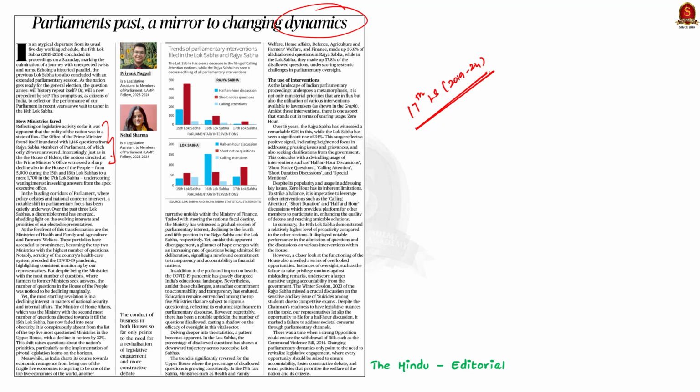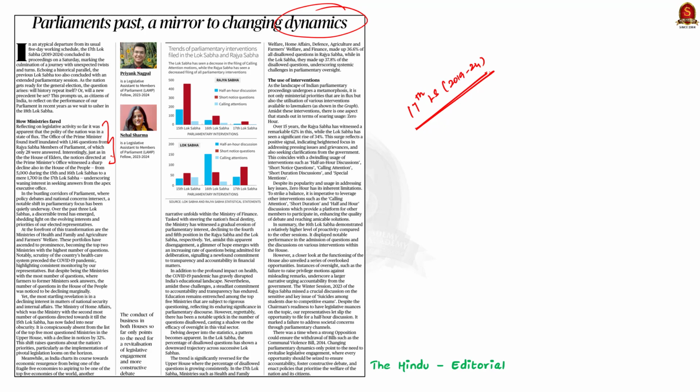Moreover, there is also a worrying trend of increasingly disallowed questions, which could impact parliamentary oversight. See, despite these challenges, there is a rise in the use of Zero Hour, indicating a keen interest in addressing urgent issues. However, the article also points out missed opportunities for more meaningful discussions and the need for Parliament to effectively use all the available interventions. See, this is the crux of the article.